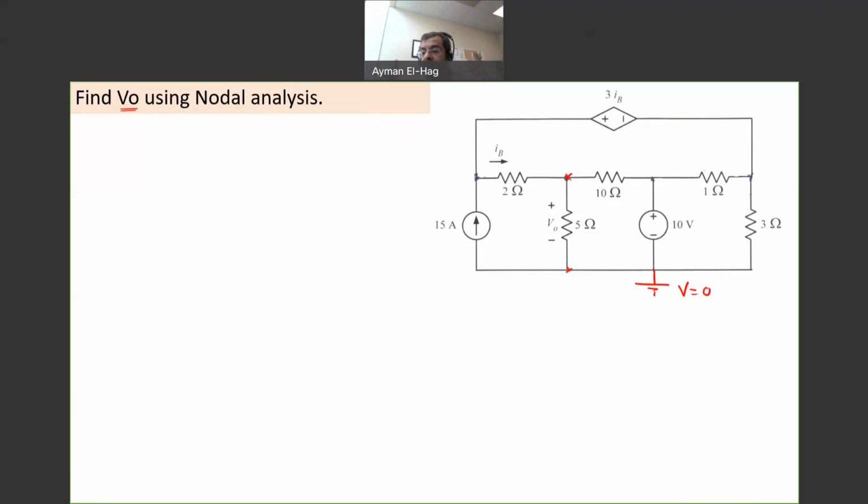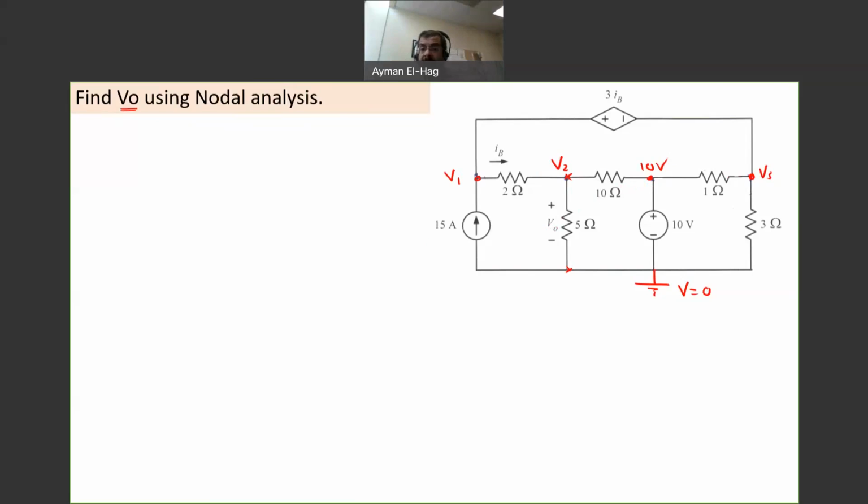Number two, assign voltages for all other nodes. So this will be your V1. This will be your V2. Now this one I will not assign a variable because I already know the value. So this will become equal to 10 volts. And this will become your V3. So what do we have here? We have basically three unknowns, V1, V2, and V3. So I will need three equations in terms of V1, V2, and V3.